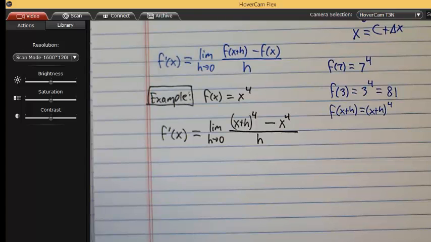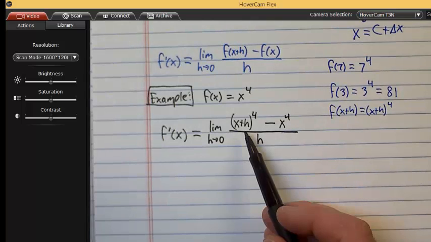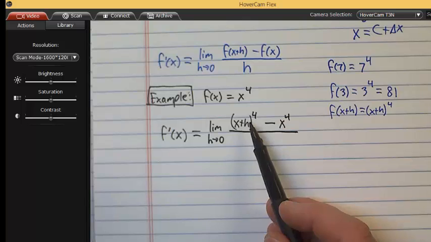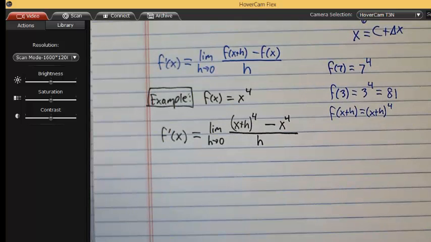Matter of fact, we're going to learn that sometimes you can't compute a derivative. That's going to happen. You'd say it doesn't exist or I can't compute it. All right. So now what do we do? Now we expand x plus h to the 4th power. Do you guys know what that is?